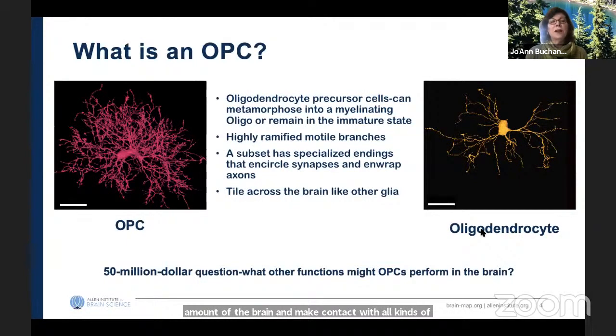A subset of these cells have specialized endings that encircle synapses and enwrap axons. And as the other glia do, they also tile. But one of the questions, since they were discovered, has been what else might they do besides a simple replacement of an oligodendrocyte, because there are many more of them than are needed.